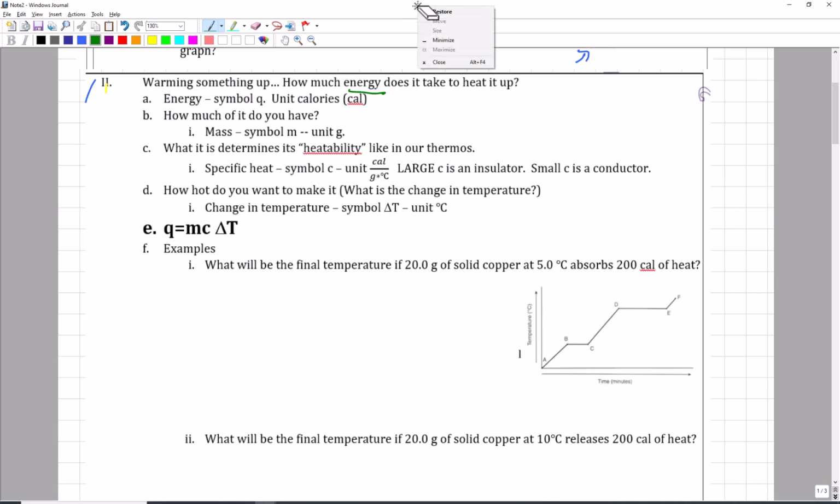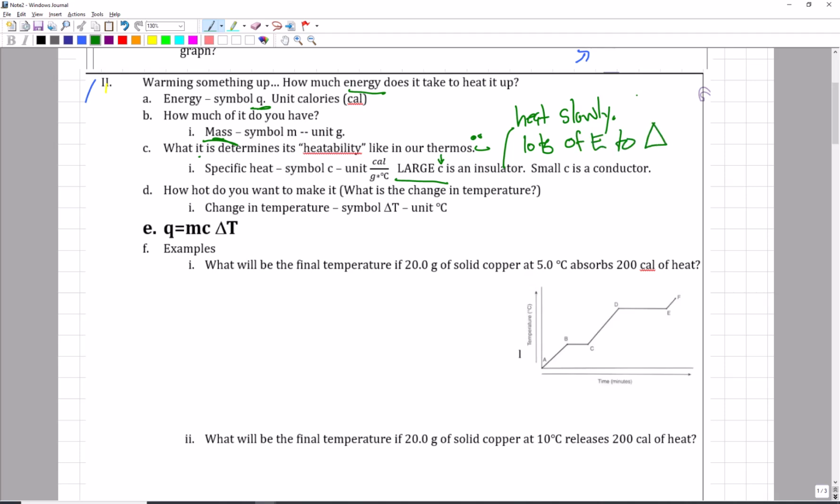Well, I care about the energy, and I care about the mass. The symbol for mass is m, and its unit is g. What it is determines its heatability. We're not making a thermos this year, but we usually make thermoses, so don't be surprised if we do. Specific heat, the symbol is c, and its units are calories per gram degrees Celsius. So this is its heatability. If it has a large value for c, it's an insulator. An insulator heats slowly, or really, it takes a lot of energy to heat it up.